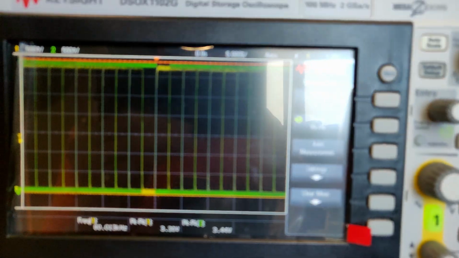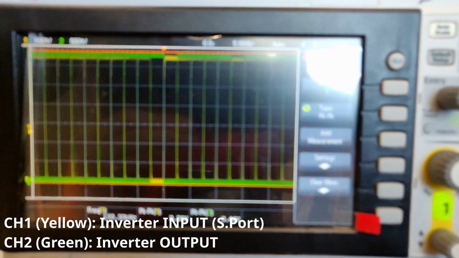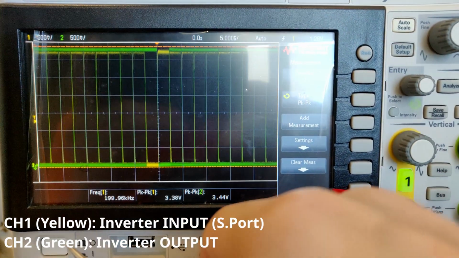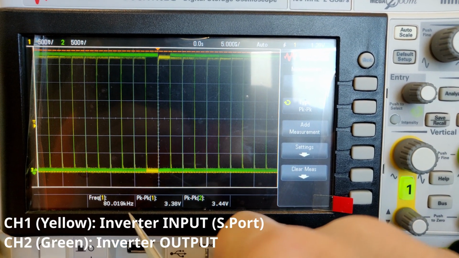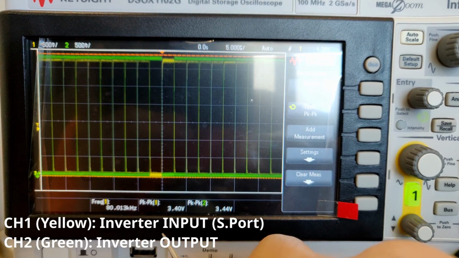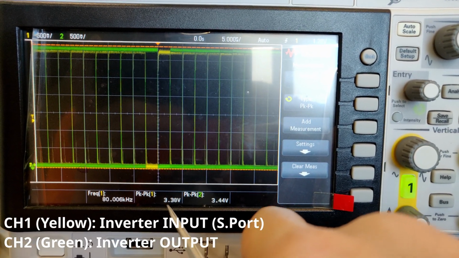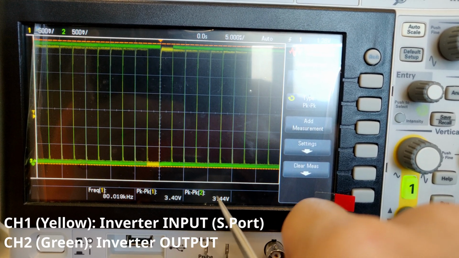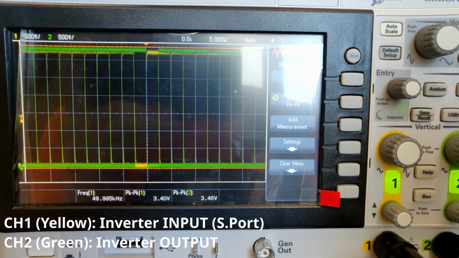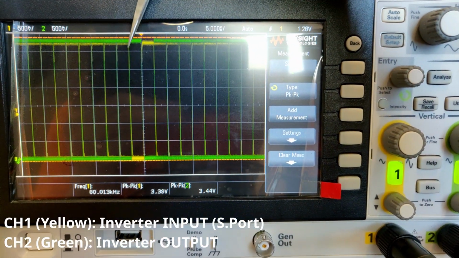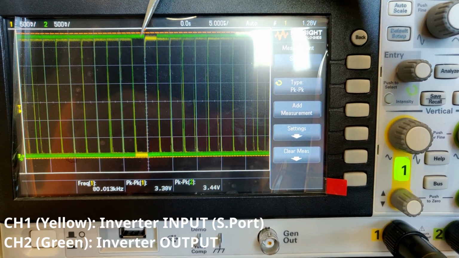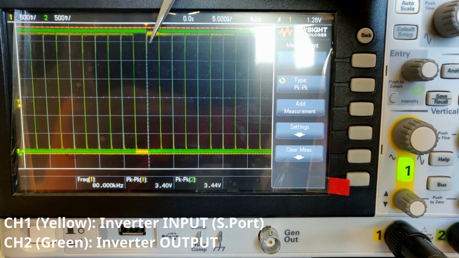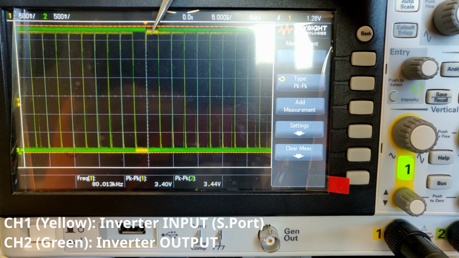Alright, so this is what the scope looks like when I probe the signals. You can see here it's running at 80 kHz, which corresponds to a 400k baud rate. The input, channel 1, is 3.3 volts peak-to-peak, and the peak-to-peak for the output of the inverter is also 3.3 volts. And if you see, the green channel 2 is no longer flat on top. It's inverted with respect to the yellow channel 1.